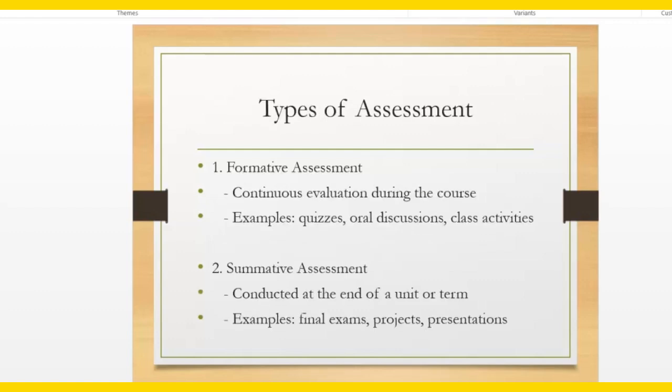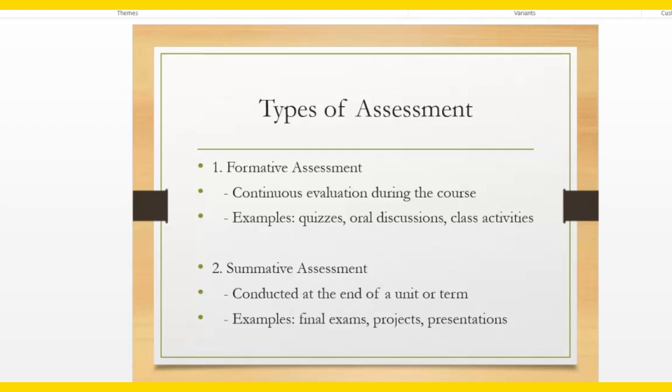Okay, what are the types of assessment that we have? Formative assessment and summative assessment. What is formative? It is continuous evaluation during the course. For example, the oral discussion you have, the class activities you have. Like, the day before you did one lesson, the next day you ask some questions about the previous day's lesson and then start your class. I have posted this in a shorts video. You can watch the tips for better teaching. Coming back to this, oral discussion, quizzes and class activities are formative assessment.